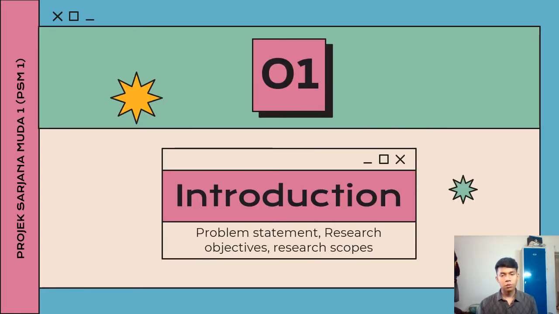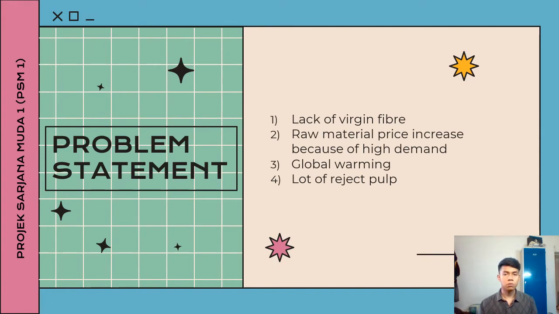For the introduction, I will tell you about the problem statement, objective, and scope. For the problem statement, we have four. For the first, the problem in the world now is that we lack virgin fiber. So that's why we make recycled paper to make pulp. Second is raw material price increase because of high demand, because of the lack of virgin fiber, global warming, and we get a lot of reject pulp during the paper making process.